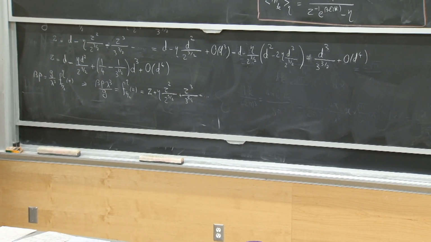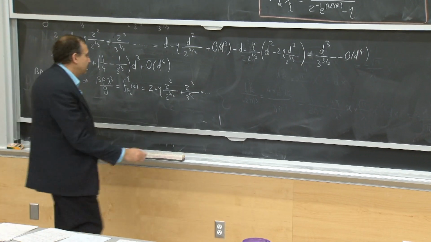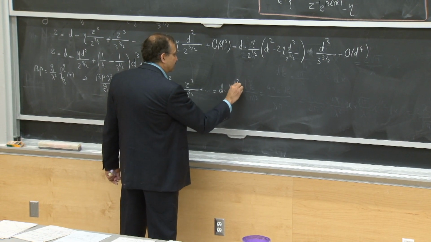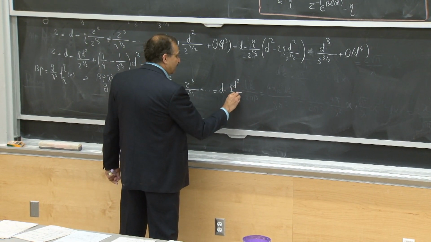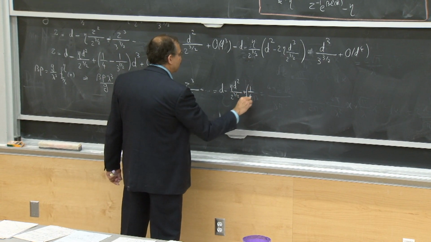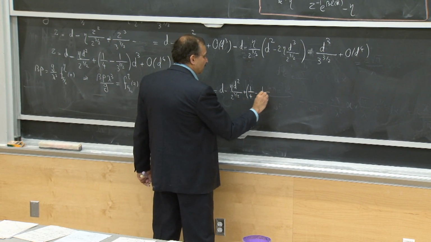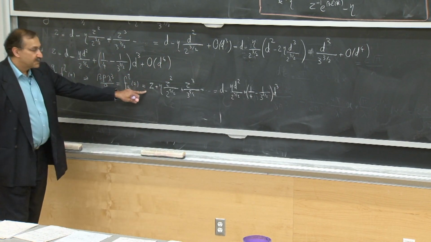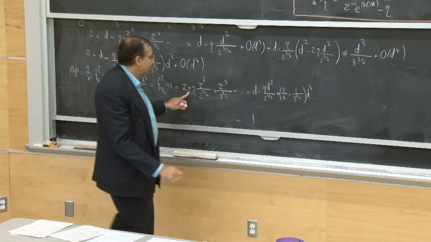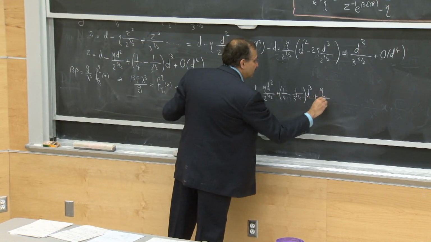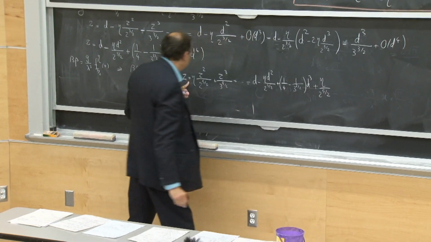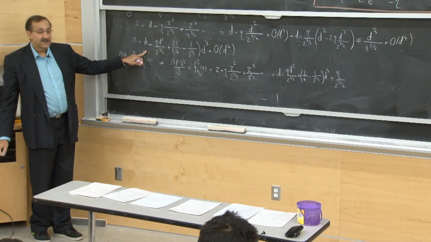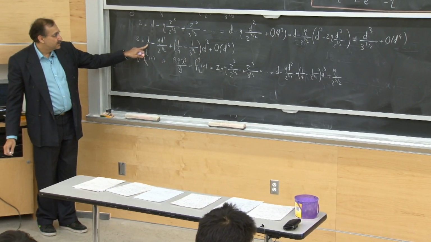For z, I substitute from the line above. So I have d minus eta d squared over 2 to the 3 halves plus 1/4 minus 1 over 3 to the 3 halves d cubed. So that's the first term. The next term is eta over 2 to the 5 halves times z squared. So I have to square what is appearing here, keeping terms to order of d cubed.